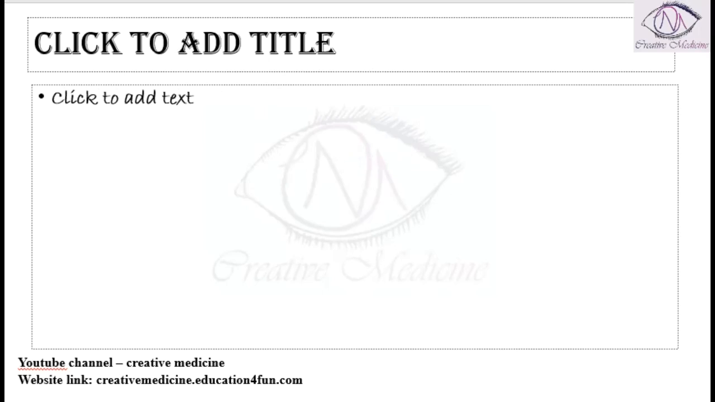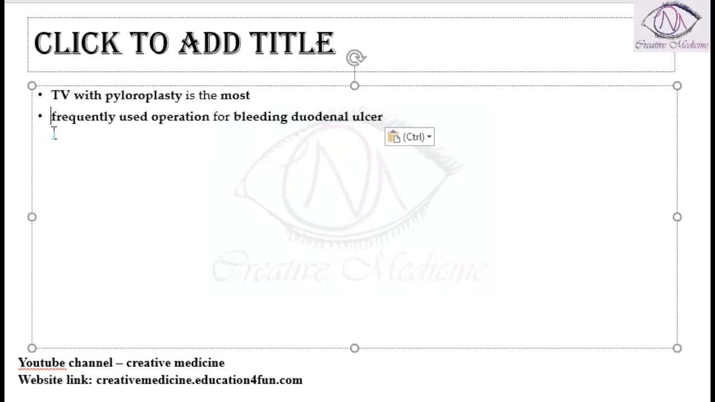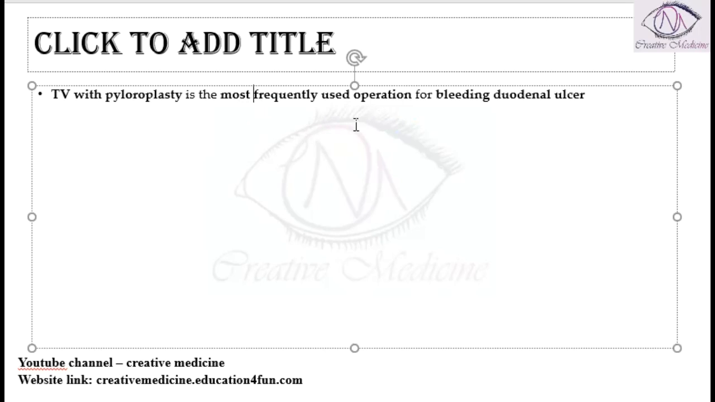Next, overall, if you were asked for a one liner, truncal vagotomy with pyloroplasty is the most frequently used operation for bleeding duodenal ulcers. So for bleeding duodenal ulcers, truncal vagotomy with pyloroplasty is the most frequently used operation.